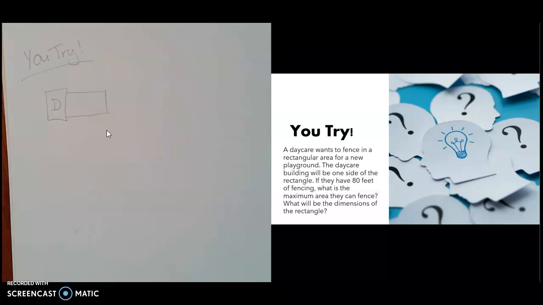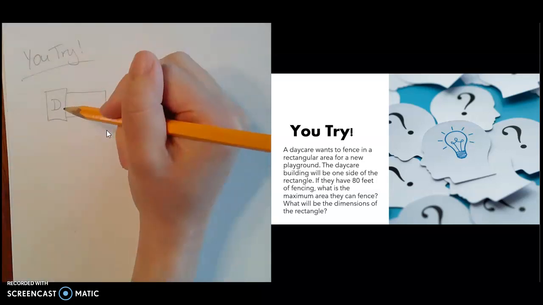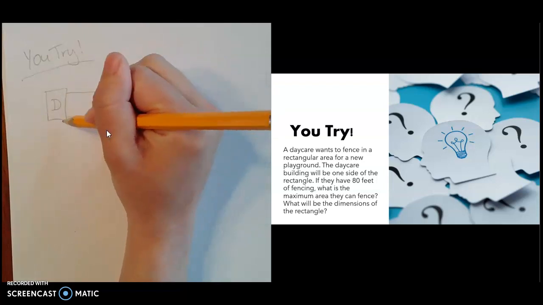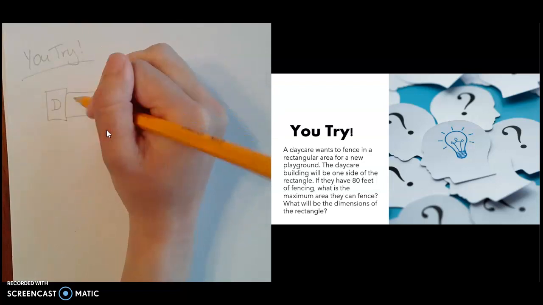They have 80 feet of fencing. What is the maximum area they can fence? And what will be the dimensions of the rectangle? So here's my daycare building. They're doing this rectangle where the daycare building is one side.